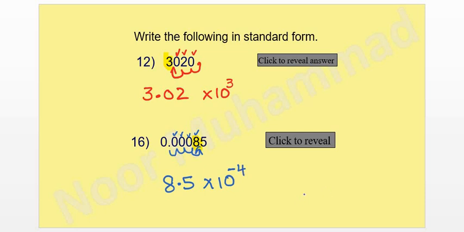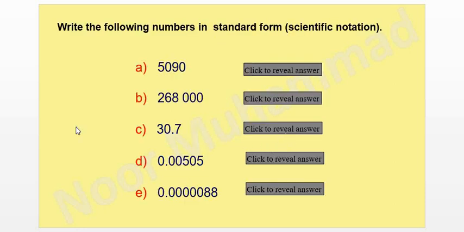The main idea is to try to understand the situation. If it's a large number, the power of 10 is going to be positive. If it's a small number, the power of 10 is going to be negative. How do we know the number? We only count the places. We count how many places the decimal has been moved, and that gives us the power of 10, the number. Okay, here are some questions now. I want you to solve all of these on your own and then play the video to check your answers.